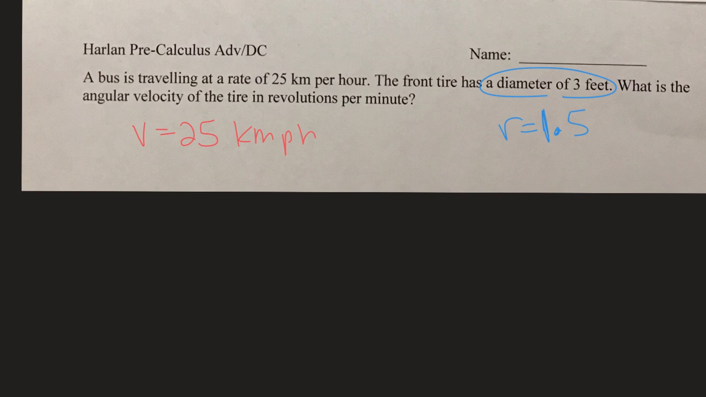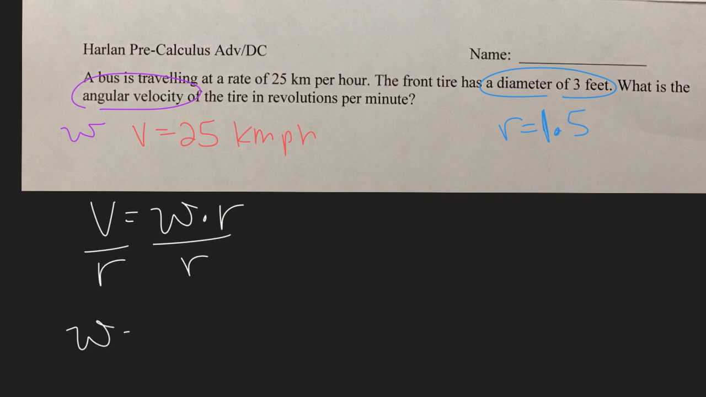And it looks like we're being asked for angular velocity, which is your omega. So here's your formula. We're using that same formula: V is equal to omega times r. But we're solving it now for omega, so we have to divide both sides by the radius. So your angular velocity is equal to the linear velocity divided by the radius.